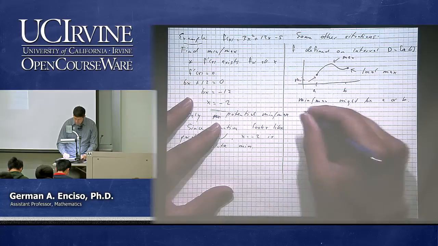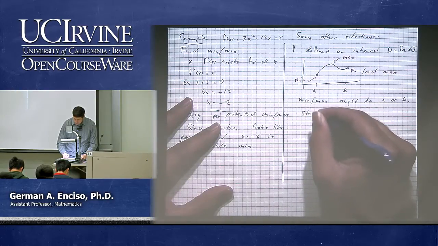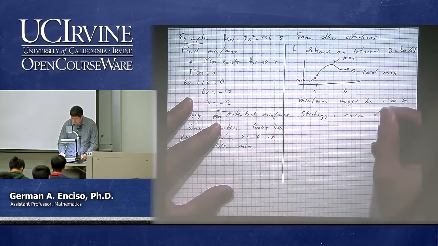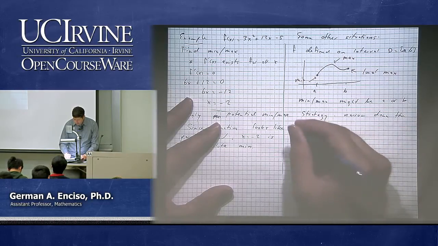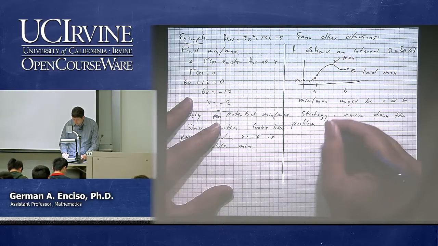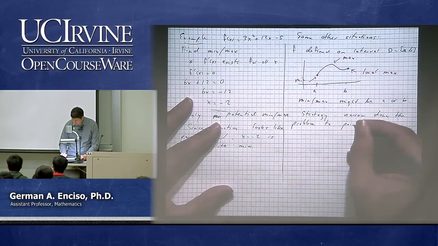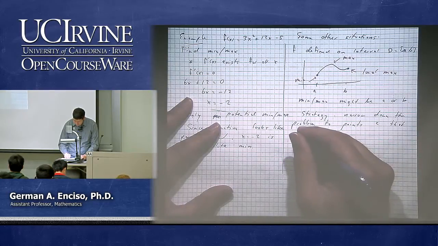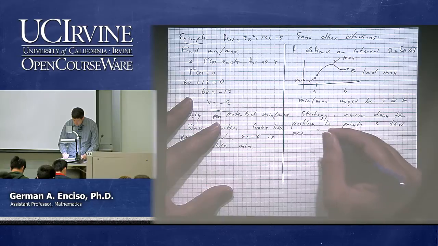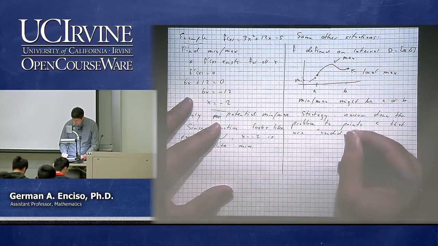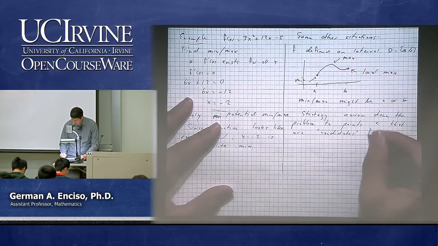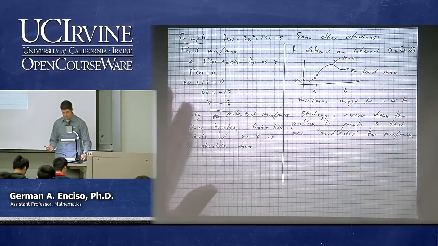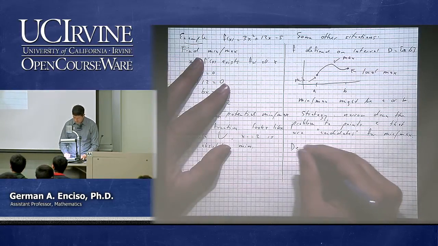So strategy: narrow down the problem to points C that are candidates for min or max. And so I'm going to give you a definition.